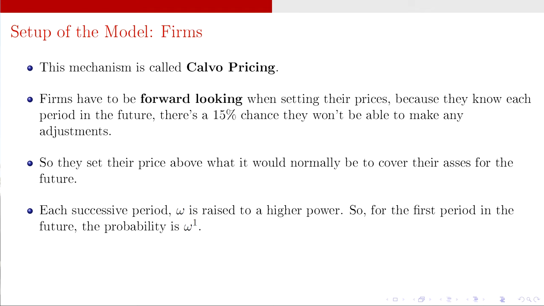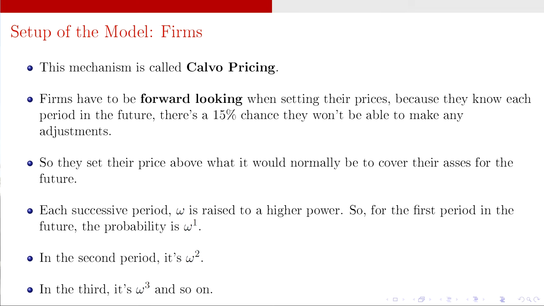Now, each successive period, this omega is raised to a higher power. So for the first period, the probability is just omega to the first power, or 0.15 to the first power. In the second period, it's 0.15 squared, right? So 0.15 times 0.15 is going to be less than just 0.15. Third period, well, you cube 0.15, right? So any number between 0 and 1, if you raise the power, that's going to give you a smaller number than what you had before. So every single period, the probability of you being able to change your price falls.